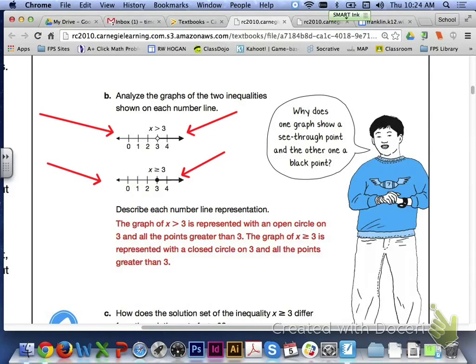So if you have greater than or less than, you are going to have an open circle. If you have greater than or equal to and less than or equal to, you are going to have a closed circle.